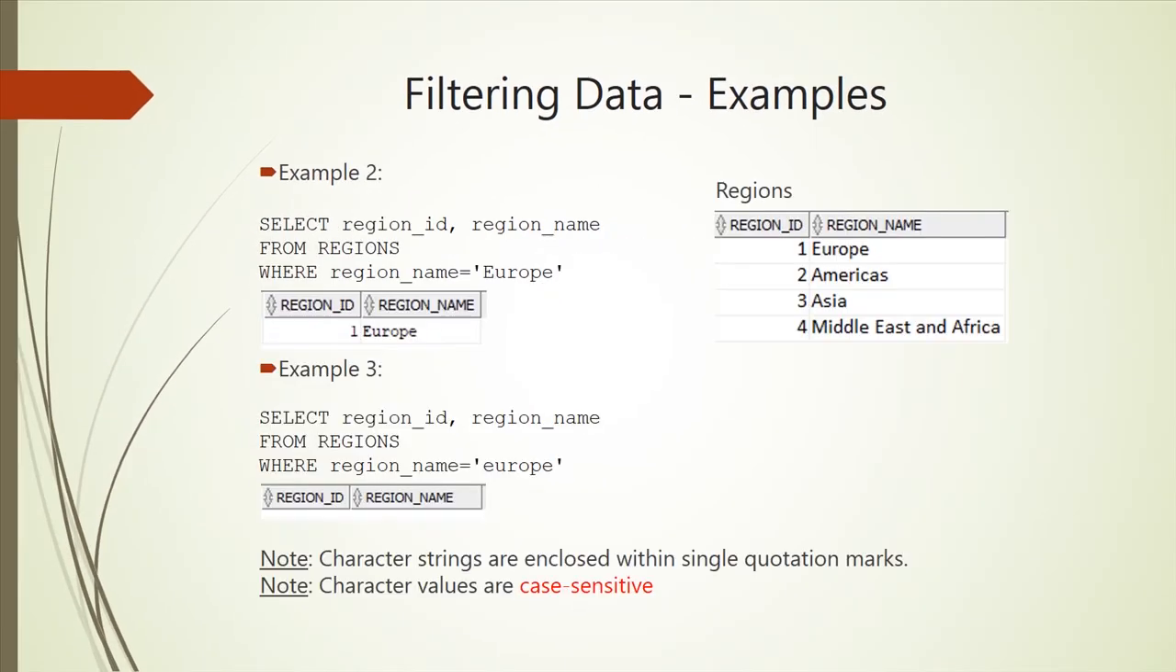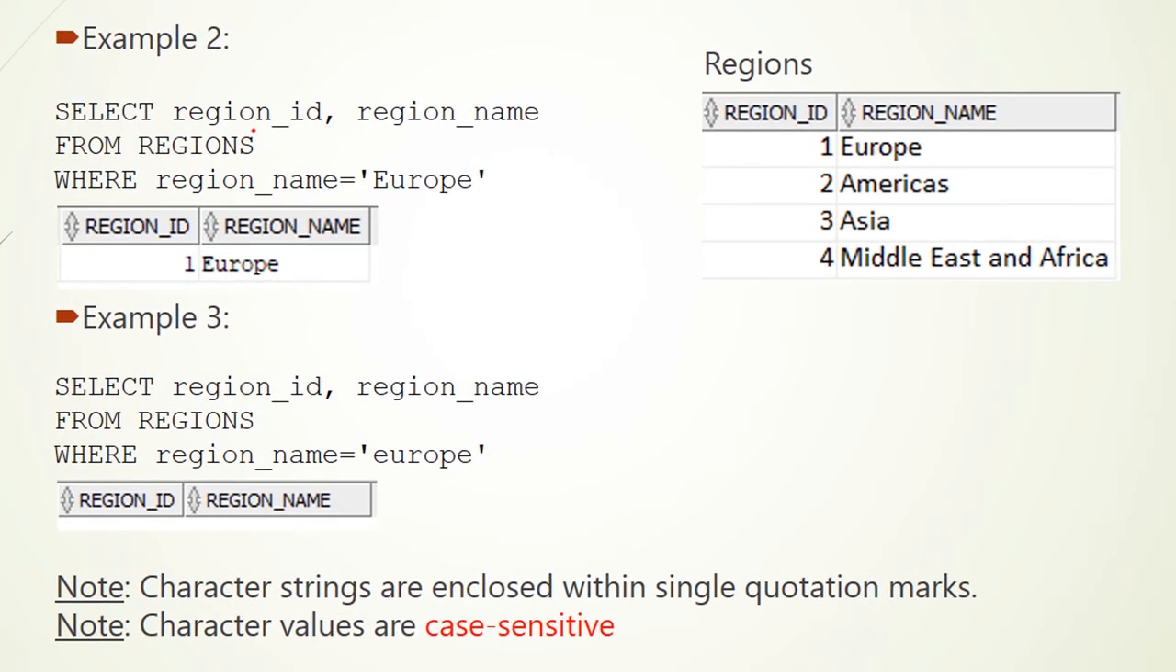Let's take another example. Here: select region_ID, comma, region_name from table regions, where region_name equals 'Europe'. Here we are searching for a string. When you are searching for a string or character, you have to enclose the character or string in single quotation marks, as we can see here.